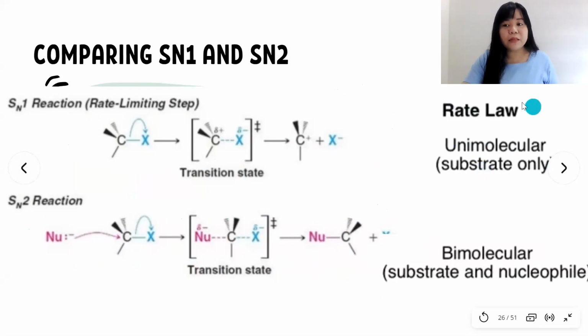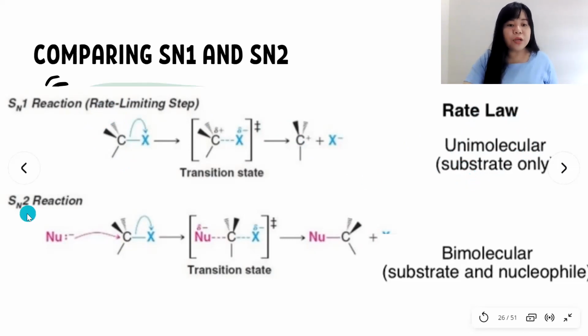So comparing the rate law, SN1 is unimolecular and its rate depends only on the substrate, because in the first step, or in the rate determining step, notice that there are no other reactants except for the substrate, which first forms a carbocation. Therefore, its rate law is only dependent on the concentration of the substrate.